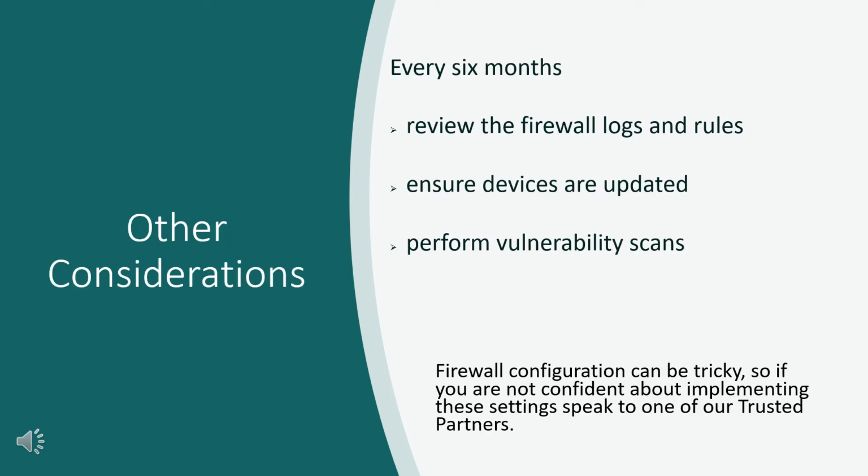There are a few other things that we recommend you should do every 6 months. The first is to review the firewall logs and rules. By reviewing your logs, you can determine whether new IP addresses are trying to probe your network and whether you want to write new and stronger firewall rules to block them. You can also ensure that there are no rules which are no longer required.